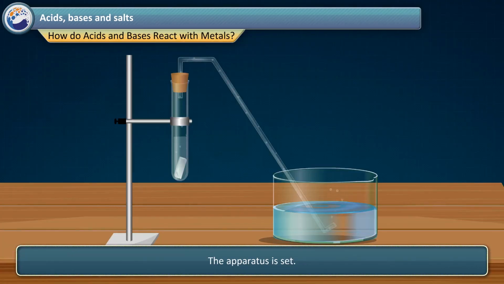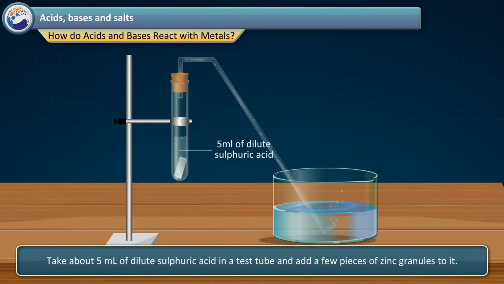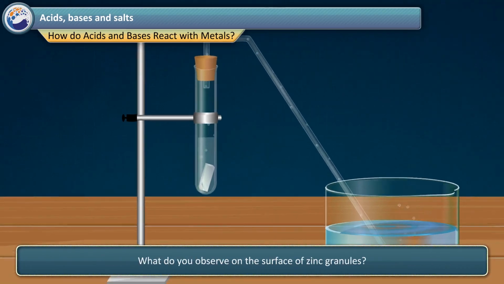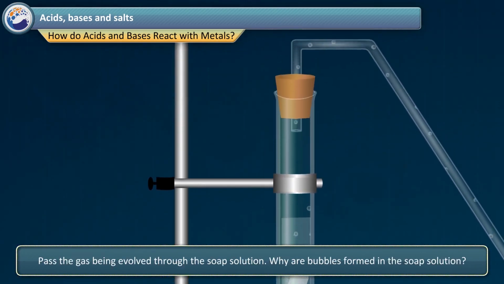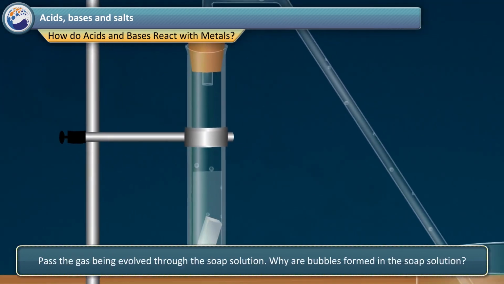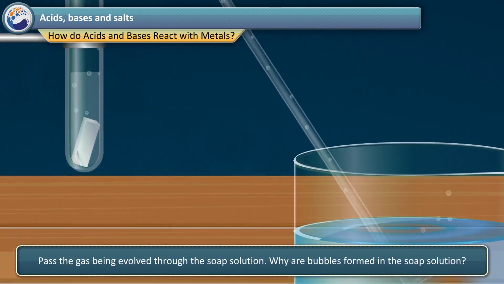How do acids and bases react with metals? The apparatus is set. Take about 5 ml of dilute sulfuric acid in a test tube and add a few pieces of zinc granules to it. What do you observe on the surface of zinc granules? Pass the gas being evolved through the soap solution. Why are bubbles formed in the soap solution?